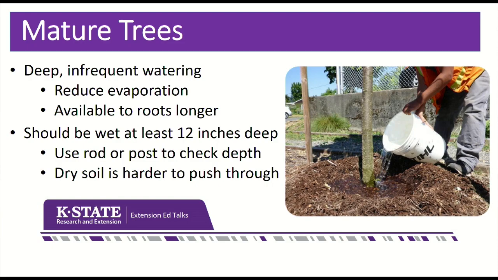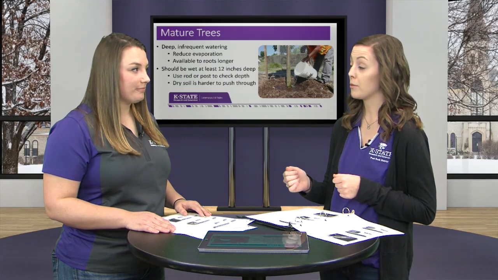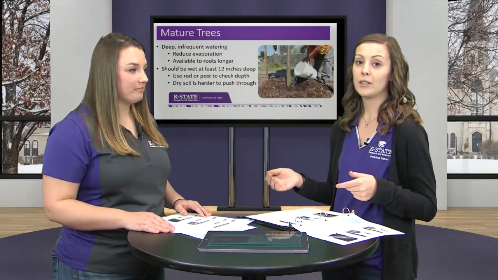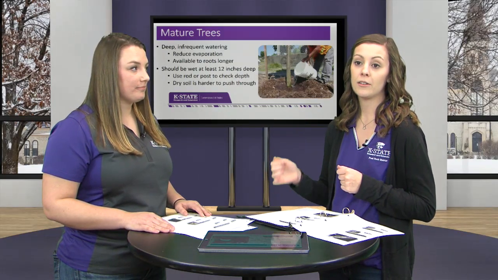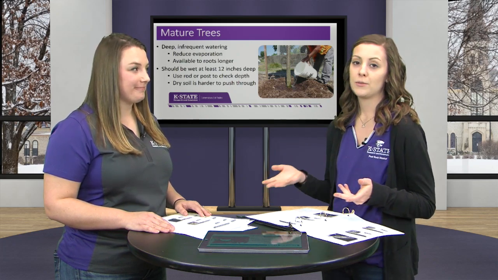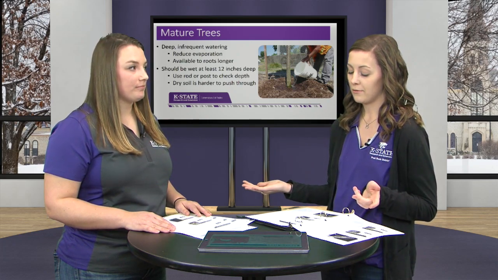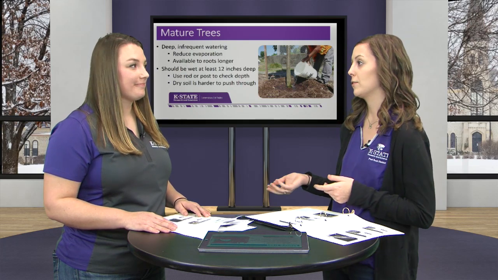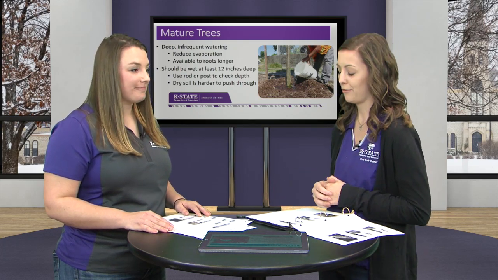We want to think about the soil being wet at least 12 inches deep. So an easy way to check on that is to use like a rod or some kind of dowel post to check how far you can push it into the soil. If your soil is wet, you should be able to push the post down at least 12 inches. If it's really dry, you won't be able to push the rod down very far. So that's a quick way to check if your soil is moist and if your tree is getting enough water.